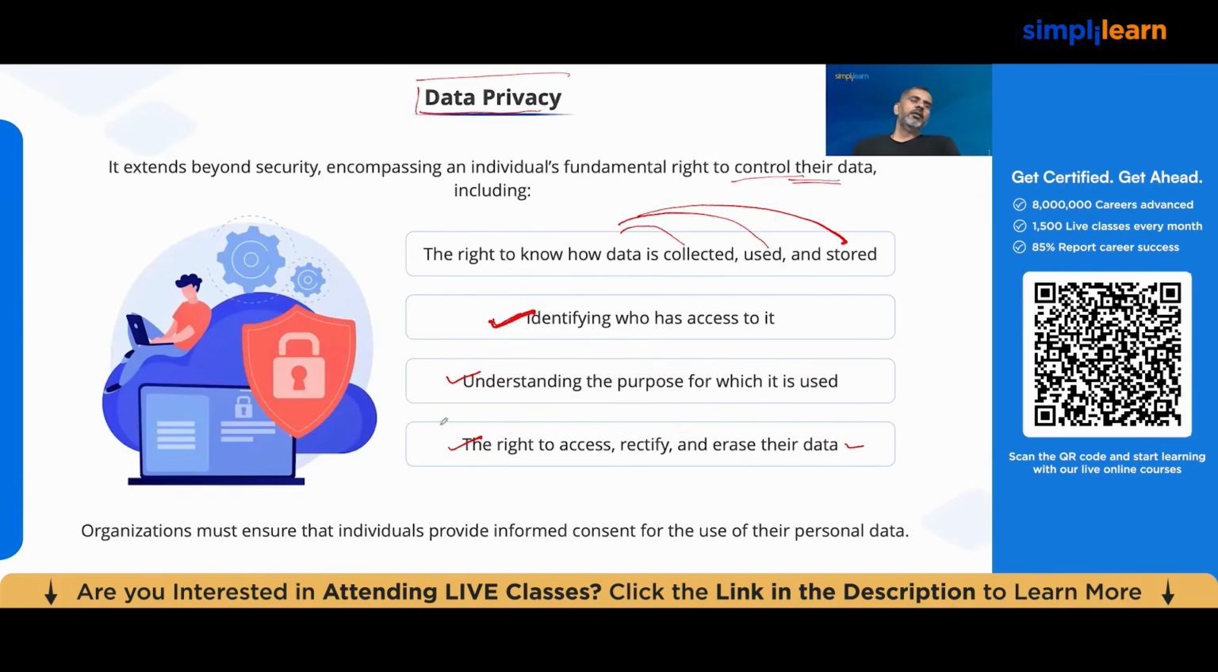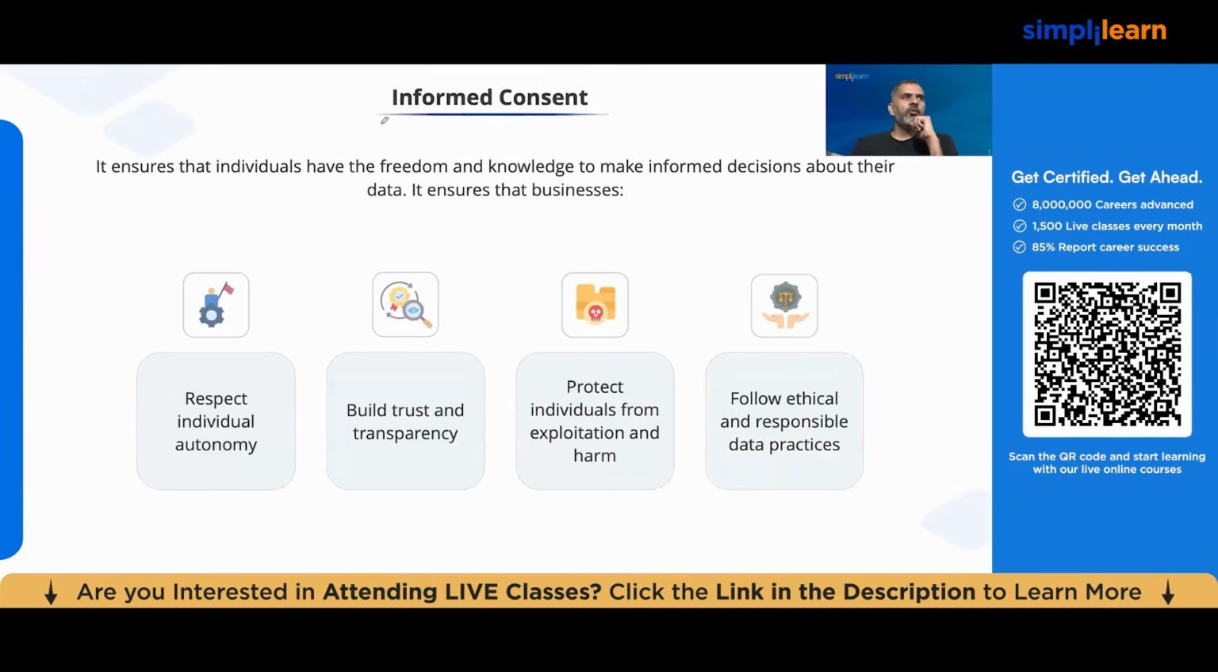A right to understand the purpose for which the data is used, and the right to access, rectify, erase, and modify their data. An organization needs to ensure that individuals provide informed consent to the use of their personal data. So this is something you need to have built in, guys. And finally, we talk about informed consent.